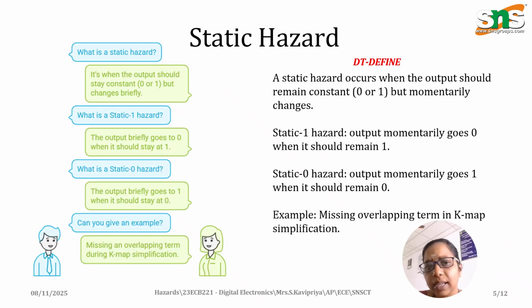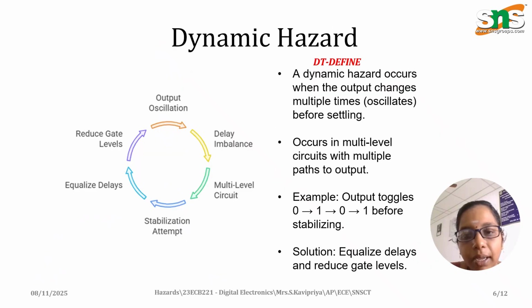First, let us discuss in depth the static hazard. In a static hazard, the output changes momentarily, but it should actually remain at a constant value. It is classified into static 1 and static 0 hazard. In a static 1 hazard, the output momentarily goes to the 0 state, but it should remain in the 1 state. In a static 0 hazard, the output momentarily goes to the 1 state, but it should remain in the 0 state.